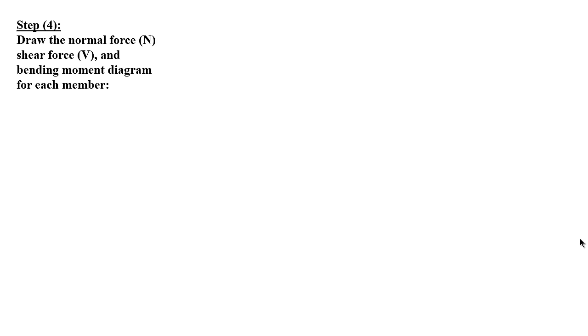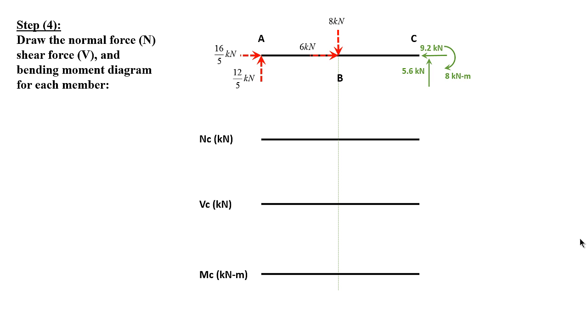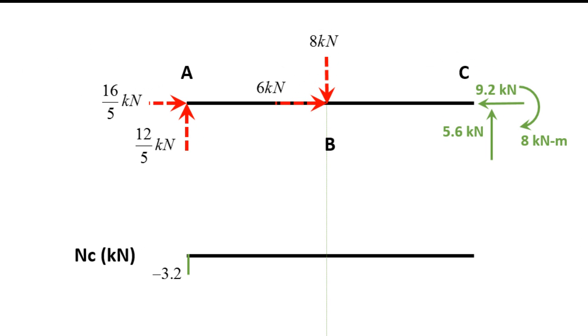Now step 4, draw the normal force N, shear force V, and the bending moment diagram for each member. So let's start with member AC. Just trying to set up the problem here. Okay, so let's start. For the normal force, I'm going to go down minus 3.2. A question will be, why do you go down?